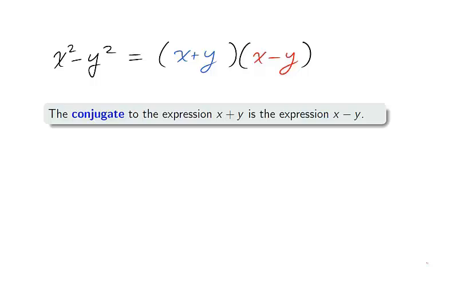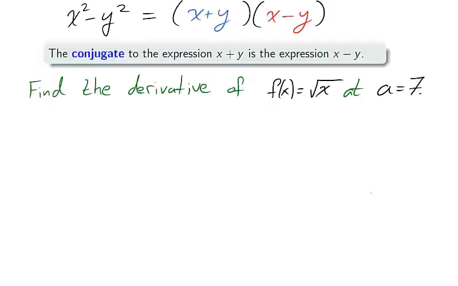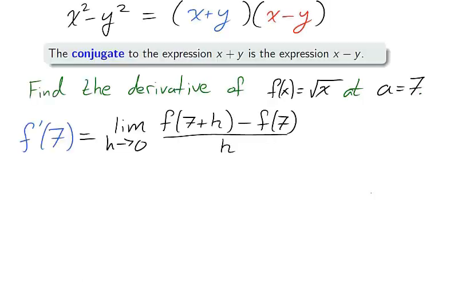They are the twins in the factorization of the difference of squares, x squared minus y squared. Conjugation will prove useful in circumstances where having all elements be squared is useful. In particular, for finding the derivative of a square root, conjugates are necessary. Say we are trying to find the derivative of the square root of x at a equals 7.